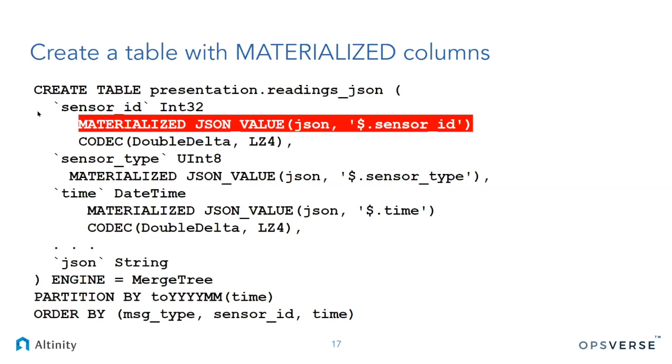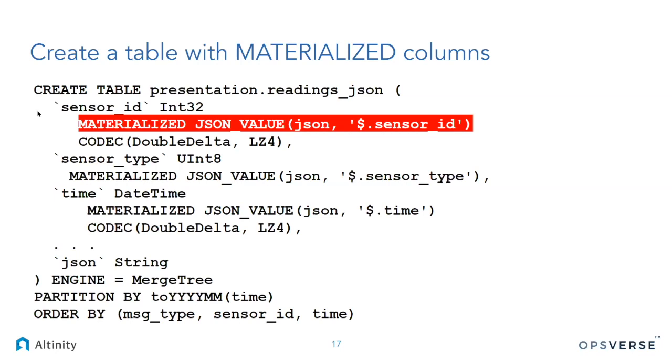But if you look back up at the sensor ID, you can see that it has this new clause which says materialized, and then it's going to use what's called a JSON value function to pull the data value out of the JSON string. And so what this does is when we actually load the data, we can just load the JSON string, and then ClickHouse will automatically fill in the remaining columns with these values.